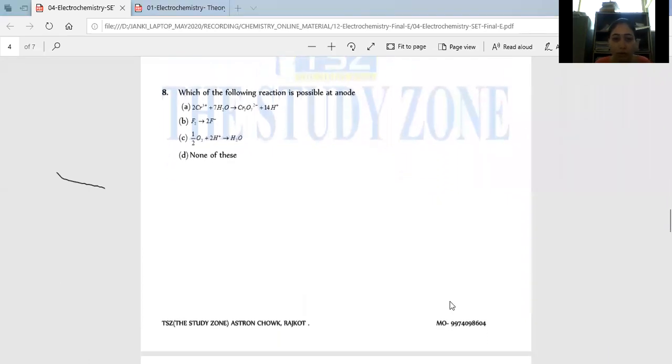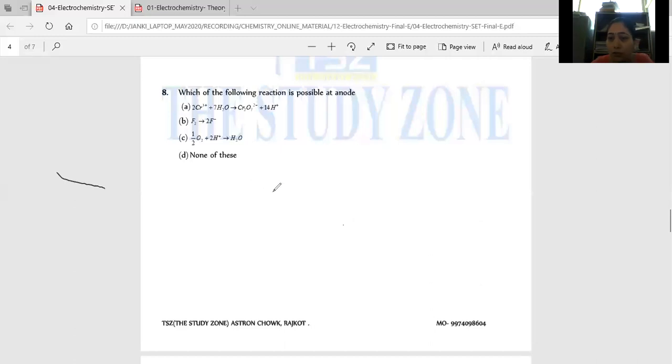Tell me, chalo, question 8, answer A, B, C, D. Which of the following reactions is possible at anode? Take care, at anode there is always oxidation. Anode, always oxidation. Then which of the following is possible at anode? Sorry, not 4 but 3 options are there. Tell me which one of the following is possible? A, B, C.